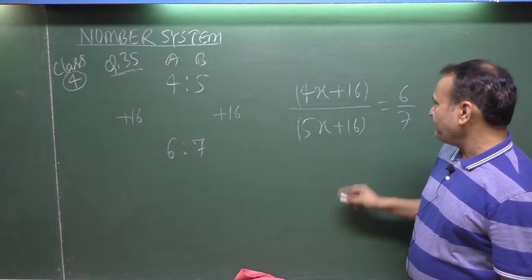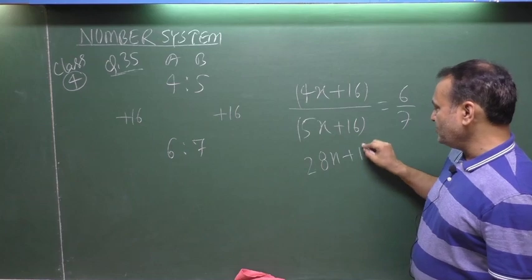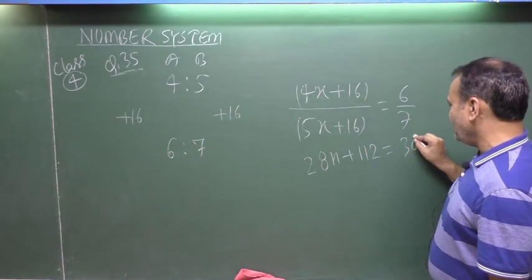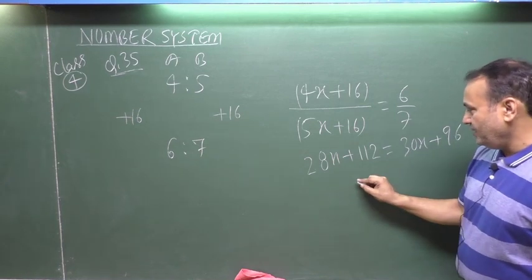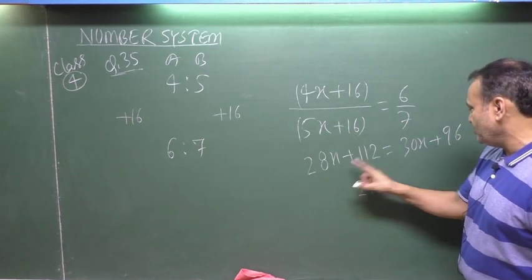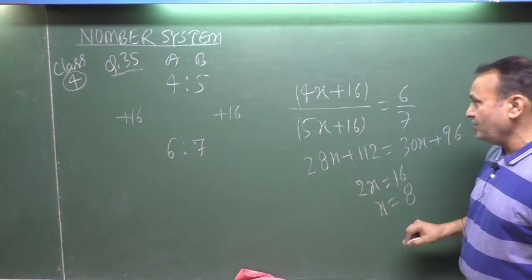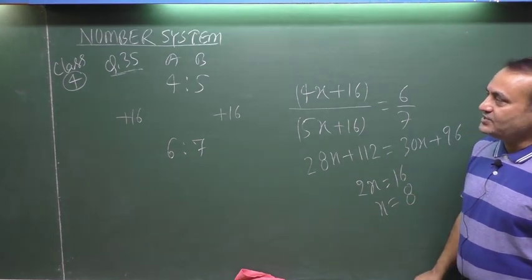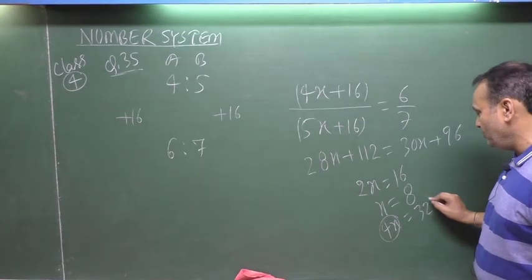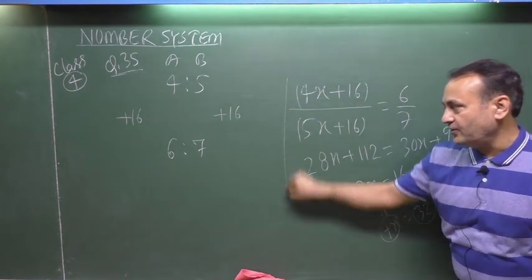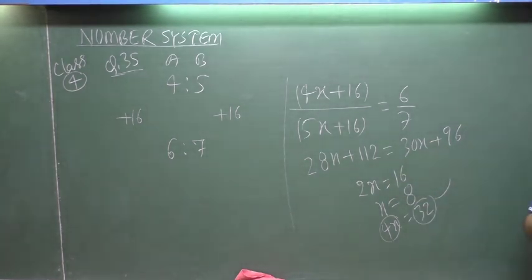Now cross multiply. 7 times 4 is 28x, 16 times 7 is 112, 6 times 5 is 30x, 16 times 6 is 96. After taking the difference, this is 2x, this is 2x, and this is 16. X equals 8. You have been asked for the smaller number, that is 4x, and 4x equals 32. This is your final answer. Write down. This is the basic method for this question. Answer is 32.